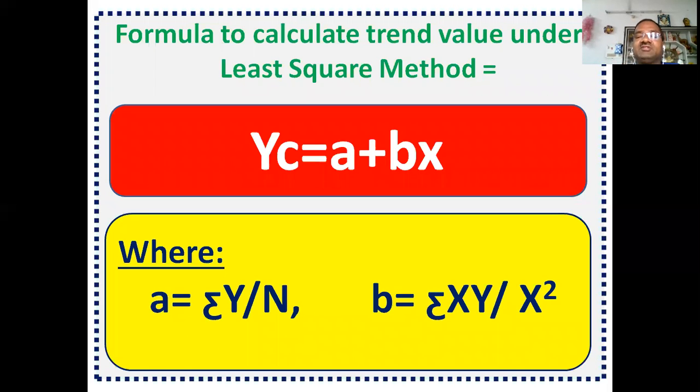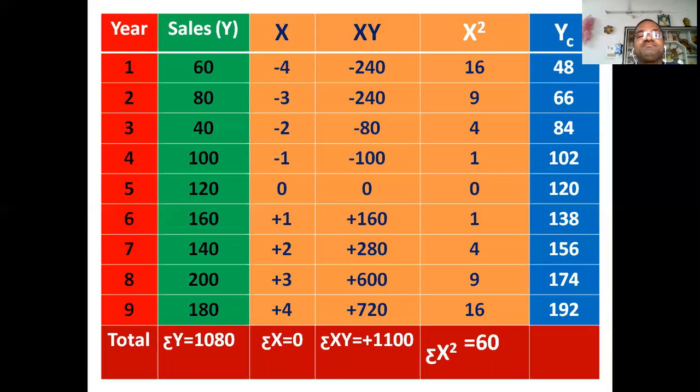Now, what is the step we have to do? First, we should write the formula. When we solve this problem, we must write the formula to calculate trend value under least square method. As we saw in our previous slide, that is Yc is equal to a plus bX, where a is equal to sigma Y by N, b is equal to sigma XY by sigma X square.